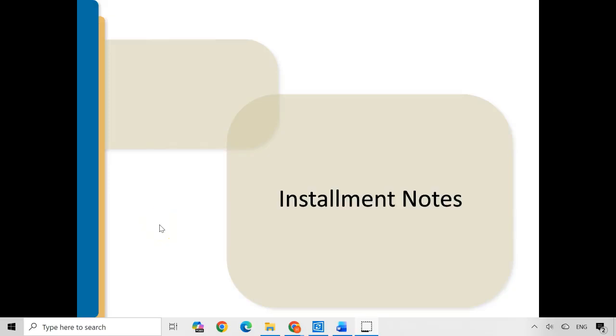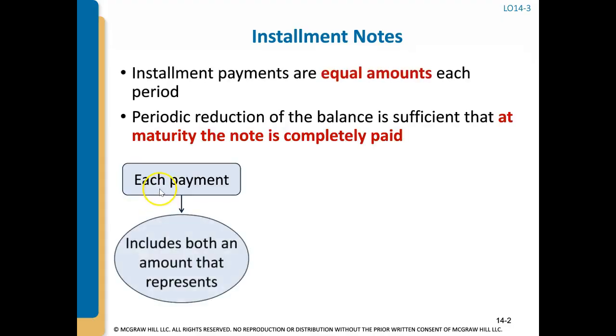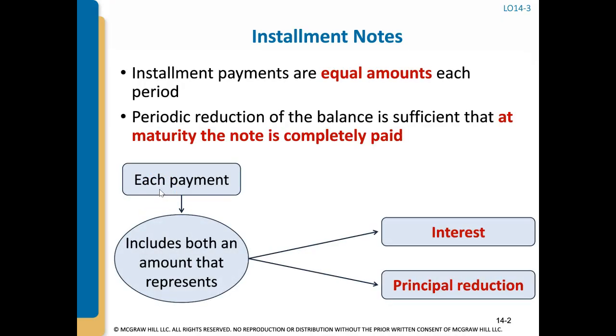Hello, in this video we'll be going over installment notes. An installment note is a note that a corporation has where equal payments are made according to the note, and each payment includes a portion of the interest for the note and a portion of the principal that's being reduced for the note.